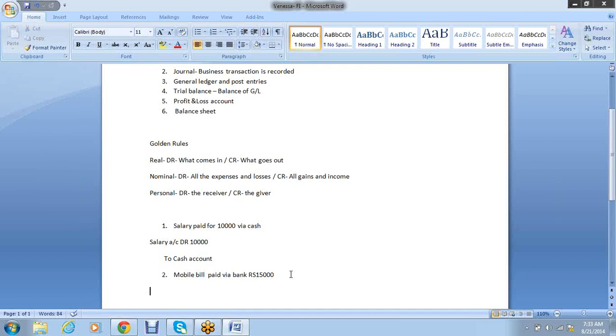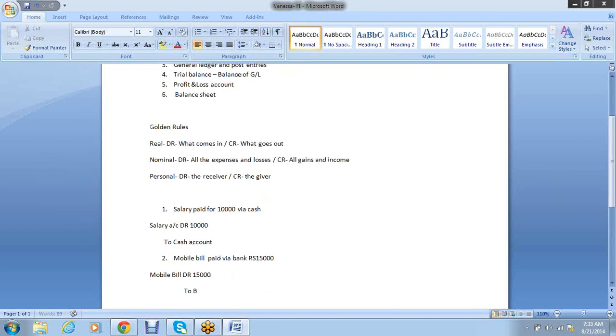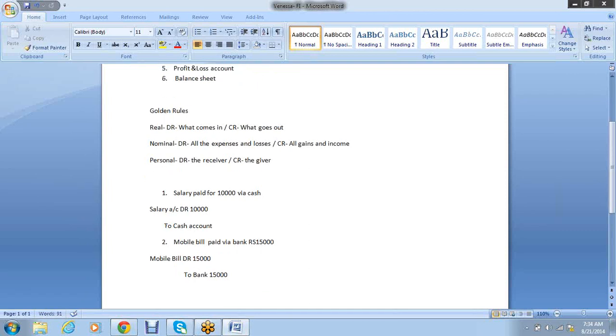First, what is mobile bill? What account is it? Mobile bill is a debit. Why is it debit? Because it's an expense. Correct. So if one account is debit, definitely another account will be credit. Bank account will be credit because my money is going out via bank. The money goes out from the bank account.